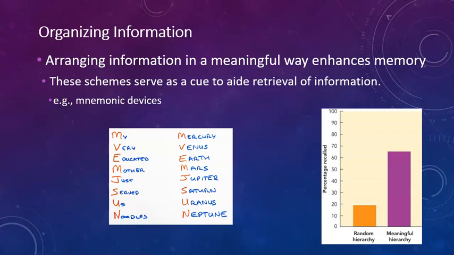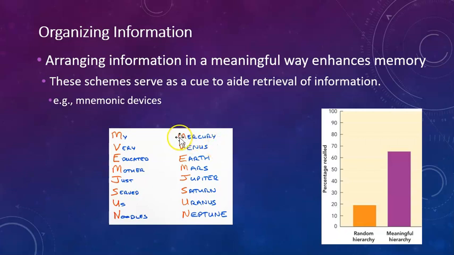So we oftentimes will call these schemes a mnemonic device. So that's what this word is. It has a silent M. It's weird. But a mnemonic device will help us to recall information later, but also helps us encode information in a meaningful way.